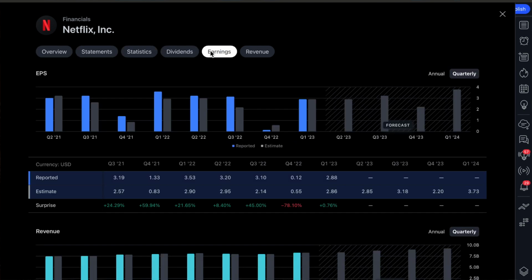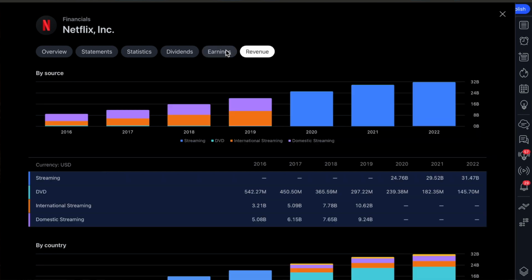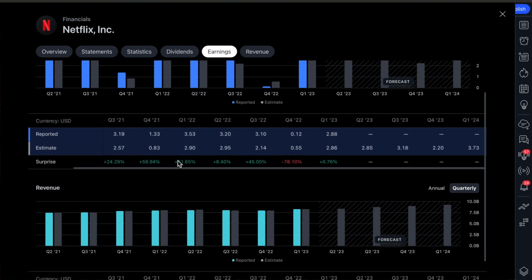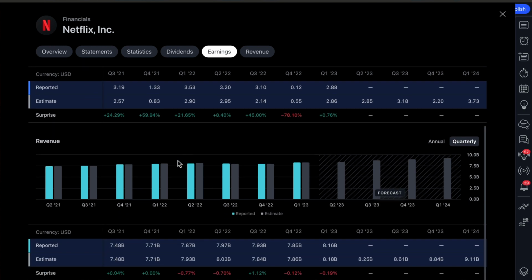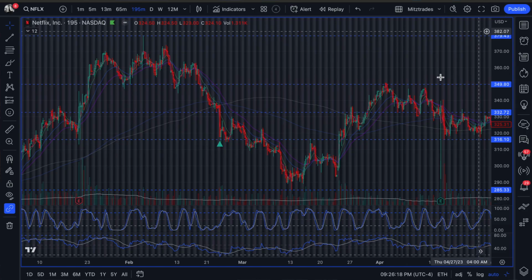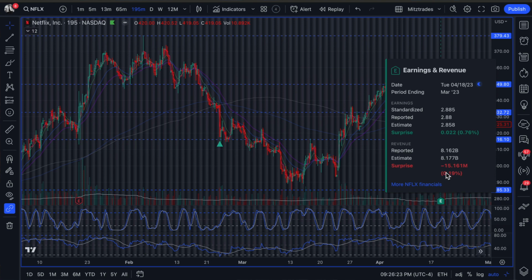When a company releases its earnings report, it typically includes a range of financial metrics such as revenue, operating expenses, and net income. Investors pay close attention to these metrics as they provide valuable insight into a company's financial health and future growth prospects.